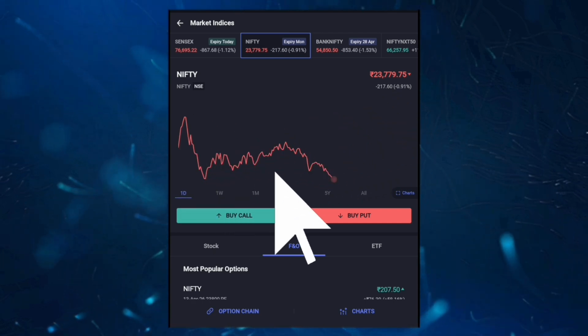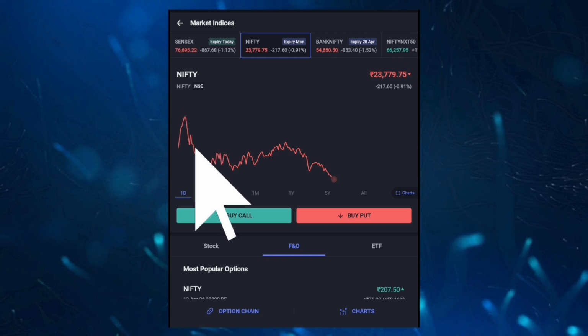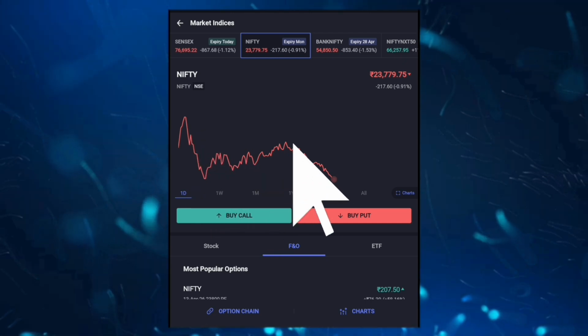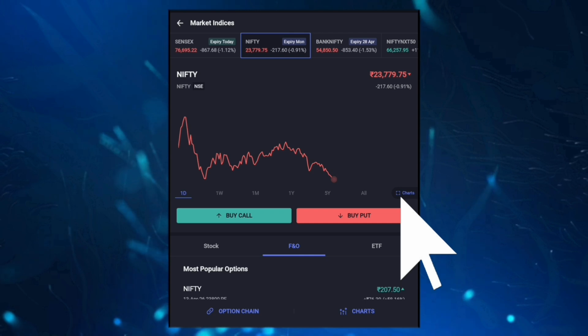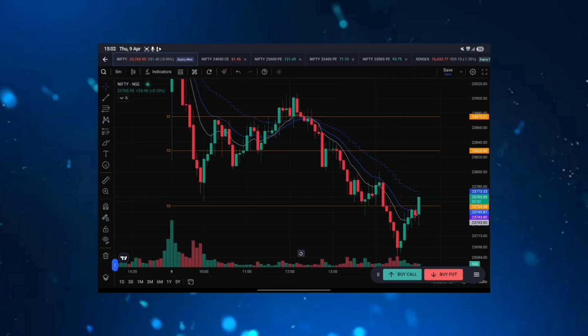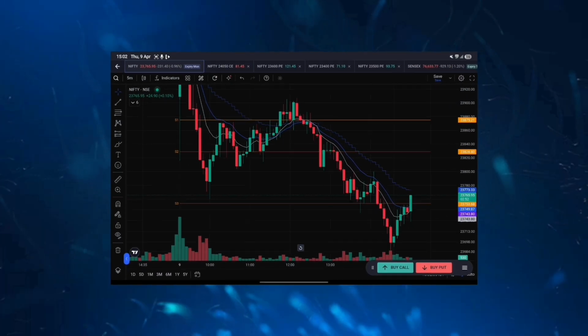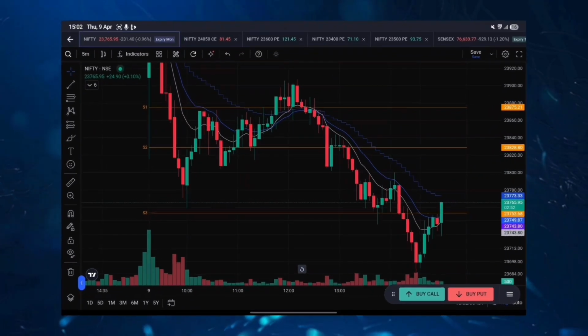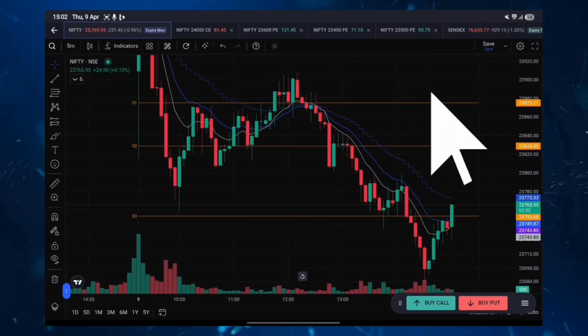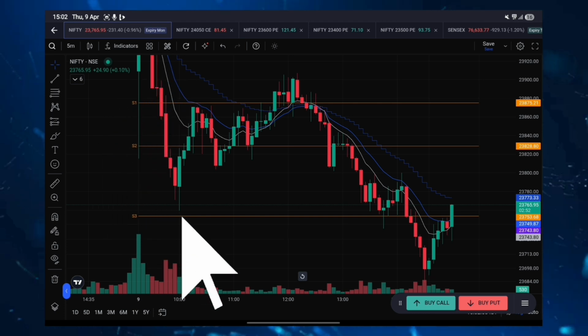And in the middle you will see a graph which is telling you where the market is moving. So you have to look for the chart option here. Once you tap on that little chart option, you will see an interface like this. I'm sure you've started getting stressed, but believe me baby, I'm not going to let you drown. Alright, so this is called the chart of Nifty 50.